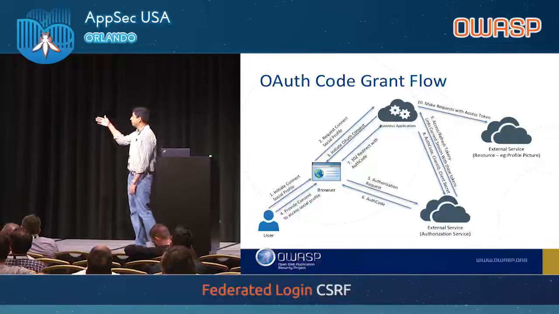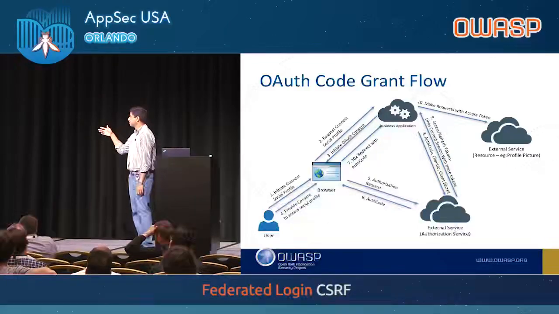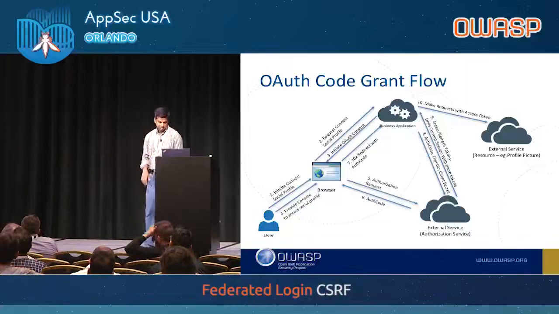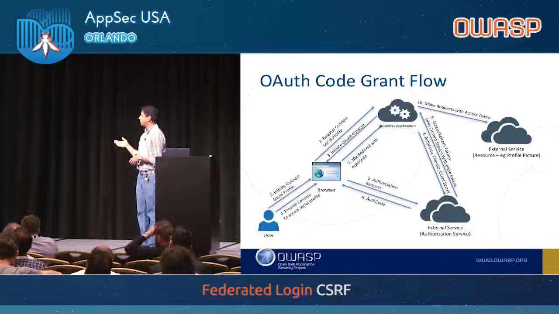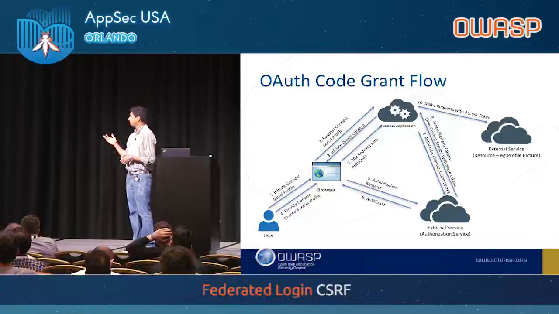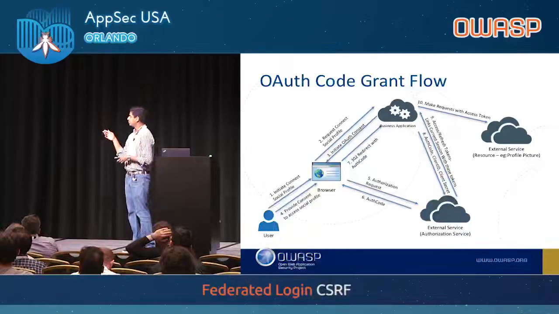So I've represented the external service as two different entities over here. There's the authorization service and the resource service. But in some cases, they might be the same. But as for the protocol, it could be two different entities as well. Irrespective of that, the authorization service would send back an auth code, which would be sent back to the business application from the client side, which is a very important point over here.